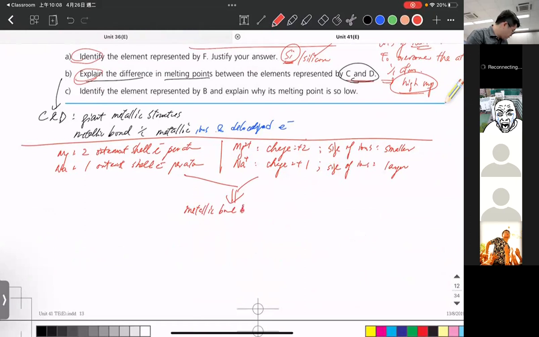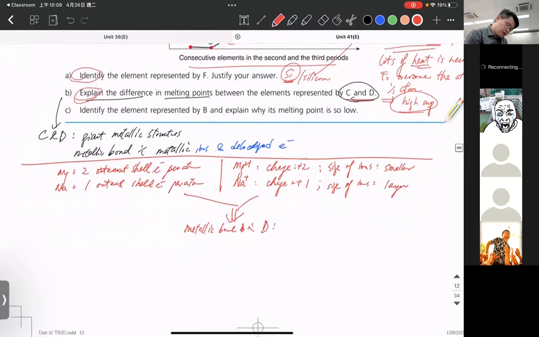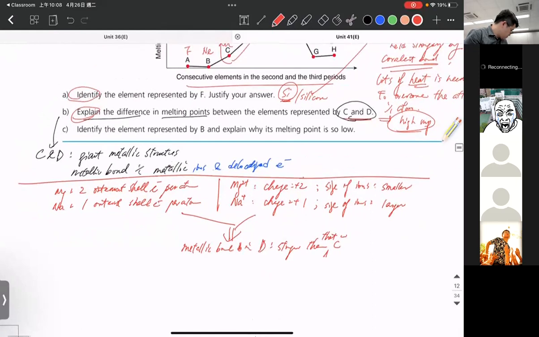So when you compare the metallic bond in D, it is stronger than that in C. Okay? Can you get my point? So you need to make a comparison.